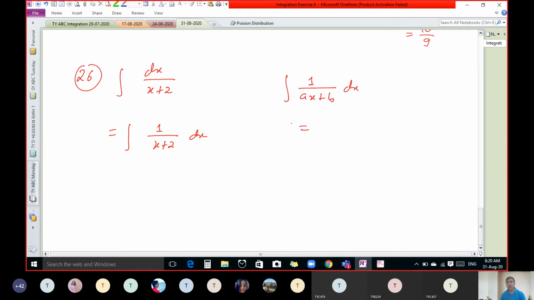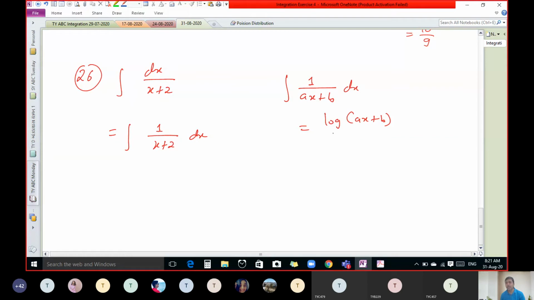Any of you know the answer of this result? 1 upon ax plus b. Any of you know the answer of this? Integration, log of... Yes, very good. Log of ax plus b, e. Correct. And here no need to write base e. It's okay if we do not write base e. So answer is log of ax plus b. Anything else? Plus c.